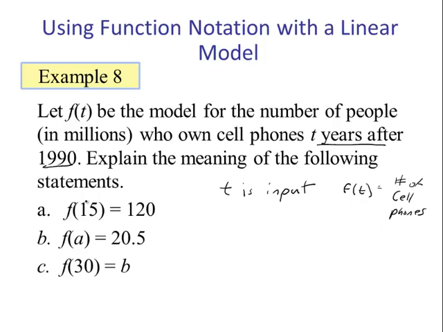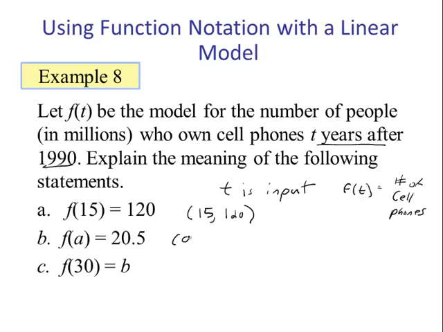For A, f of 15 equals 120. So what that means, as an ordered pair, when t is 15, f of t is 120. So what does that mean? That means 15 years after 1990, there's 120 million people who own cell phones. Another way we could say that is in the year 2005, there is 120 million people who own cell phones.